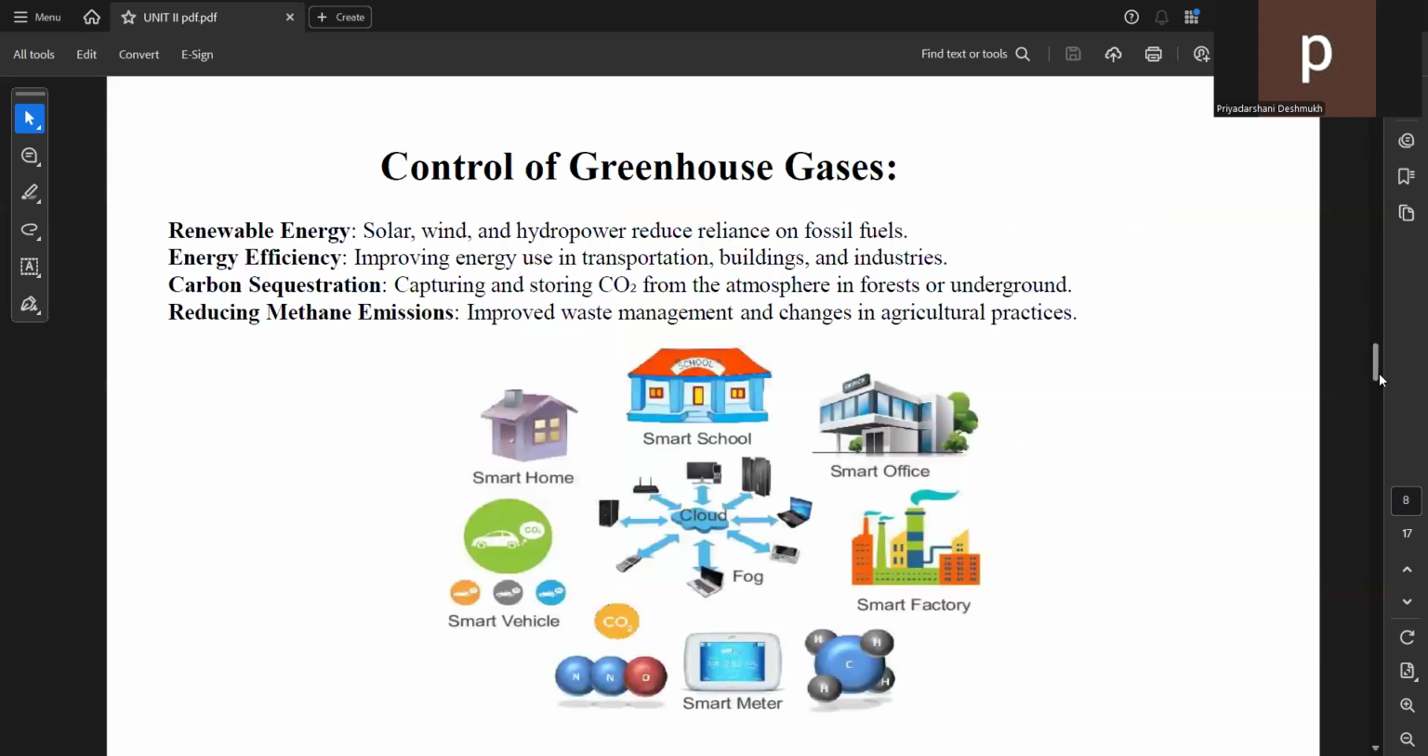So the next topic is the control of the greenhouse effect or the global warming. Now, renewable energy: we can use the non-conventional or renewable energy sources, that is solar, wind, hydropower. These are the main sources that are naturally obtained, that we should use rather than the electricity generated by the coal or by the water.